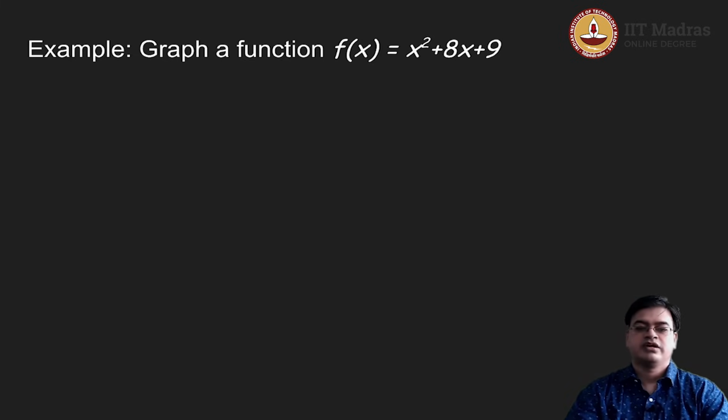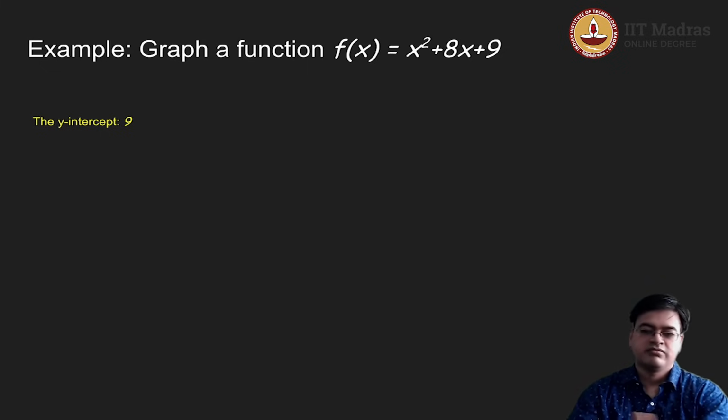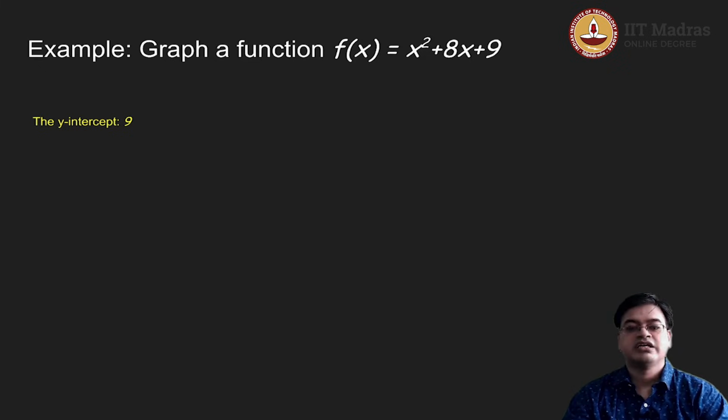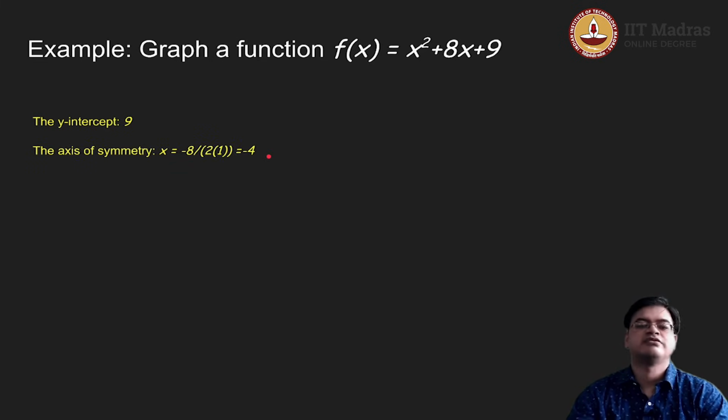f(x) is equal to x square plus 8x plus 9. I want to graph this function. So I will reiterate the previous points. What is the y-intercept? The y-intercept is 9, because if you put x is equal to 0, the y-intercept is 9. Next, I want to know the equation for the axis of symmetry. In this case, what is b? b is 8, a is 1. So minus b by 2a is minus 8 by 2, which gives the axis of symmetry as x is equal to minus 4.